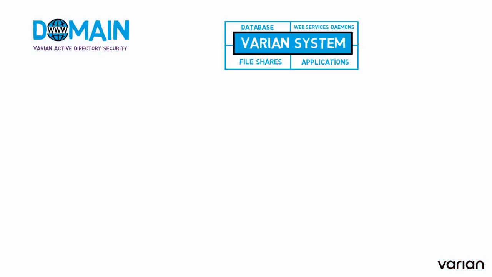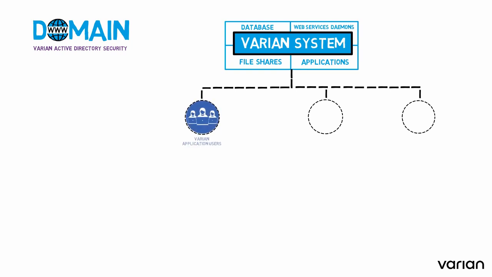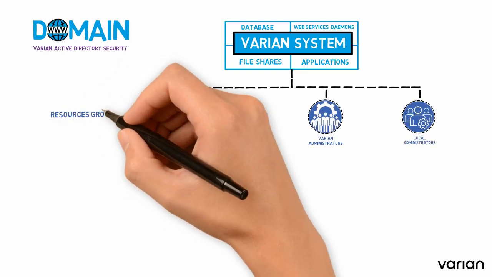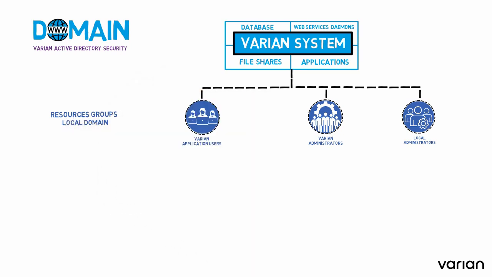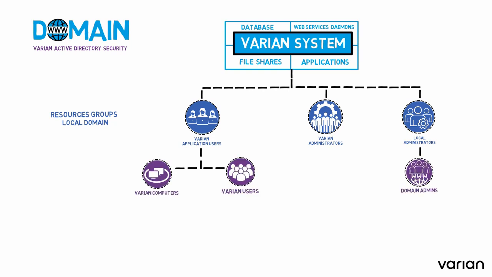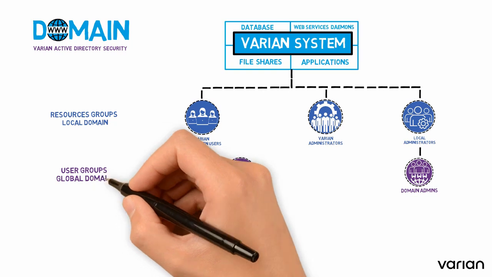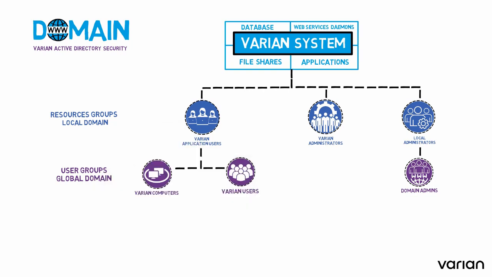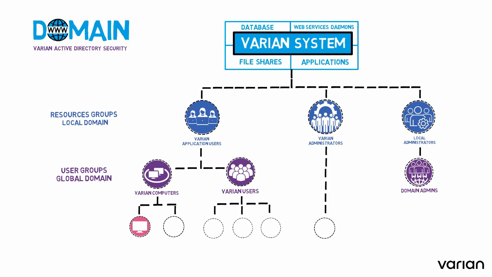This image illustrates a topology of Varian users and groups and how they are all connected to the Varian system resources. Varian application users, Varian administrators, and the local administrators form the resource groups located in the local domain. Varian computers, Varian users, and domain admins are the user groups within the resource groups and are in the global domain. Within the user groups are the users.